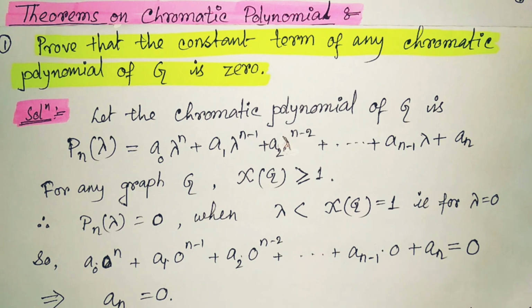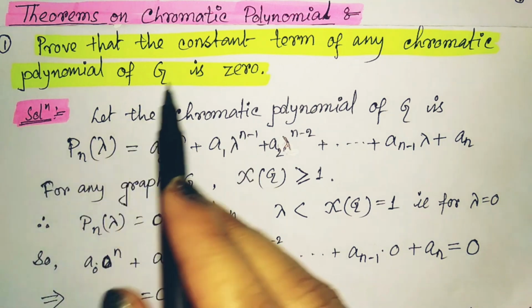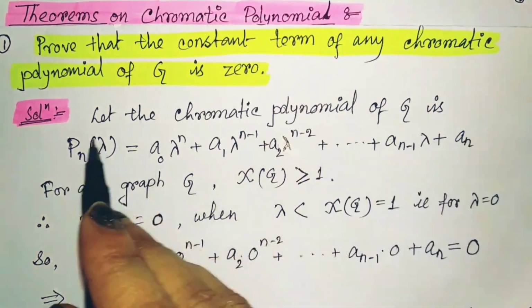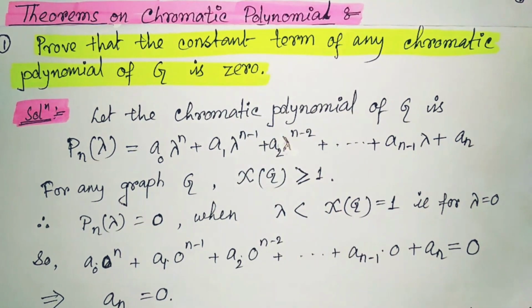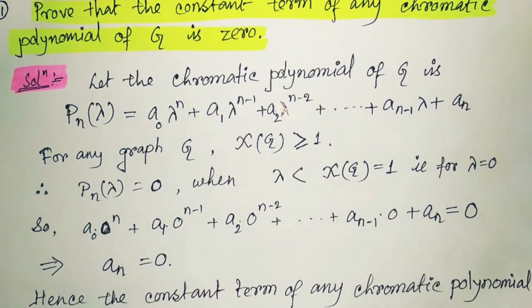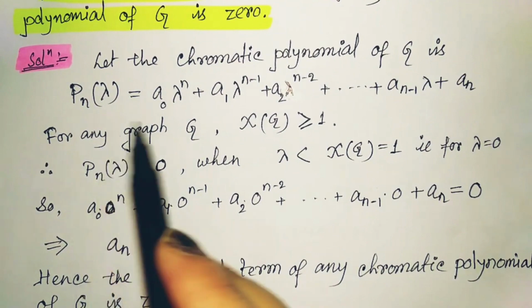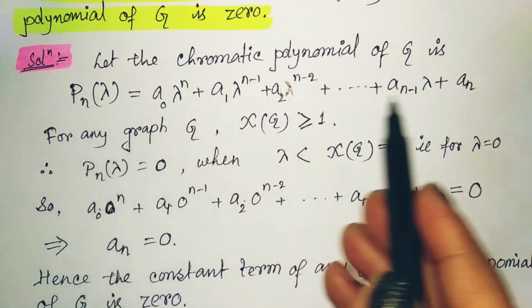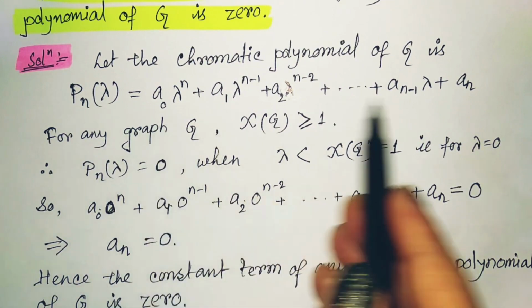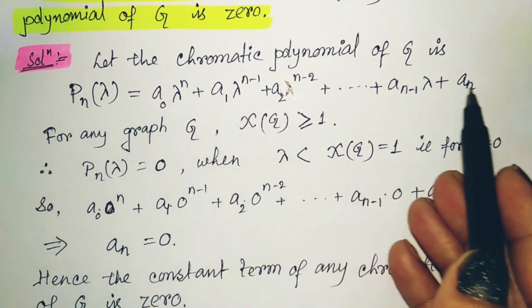So the first proof is: prove that the constant term of any chromatic polynomial of G is 0. So the constant term in any chromatic polynomial should be 0. So how to prove it? Let the chromatic polynomial of G be this one. This is a polynomial in lambda. So that is a general polynomial. So all the terms are there.